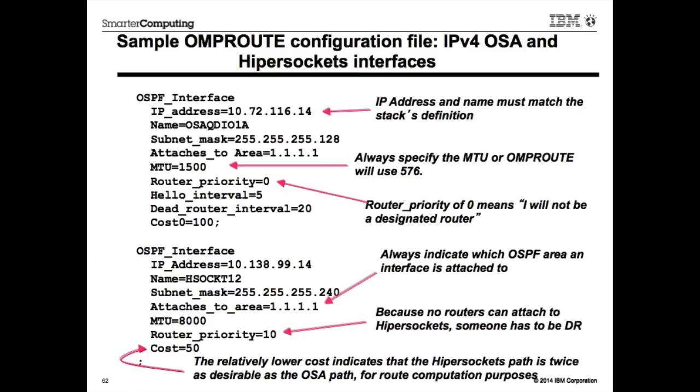The next definition is a hypersockets interface. It also attaches to area 1. Notice the MTU size is 8,000 because hypersockets doesn't quite have the same limitations as physical interfaces. Now, one thing about hypersockets is, I've been saying over and over again, don't let z/OS become a designated router. But in hypersockets, somebody has to, right? Because no routers can attach to a hypersockets network. So in this case, the router priority of 10 means, okay, I'll be a designated router. You also notice I've coded a cost of 50 instead of 100. What that means in OSPF terms is that the hypersockets is twice as desirable as the OSA. Remember, lower cost is better in OSPF, which makes sense, right? Because hypersockets is faster than OSA.